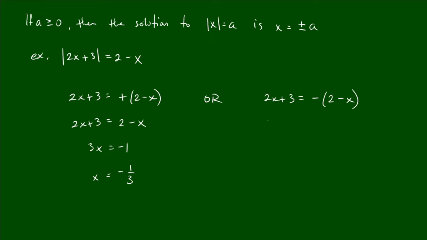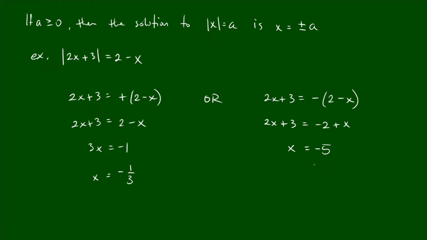But if it's negative, you're going to have 2x plus 3 equals minus 2 plus x. Alright? So if you bring the negative 2 to the left side and positive x to the left side as well, you're going to be left with x plus 5. So x is going to be negative 5 once you move the 5 back to the right side. Or you could have just moved the 3 to the right side.